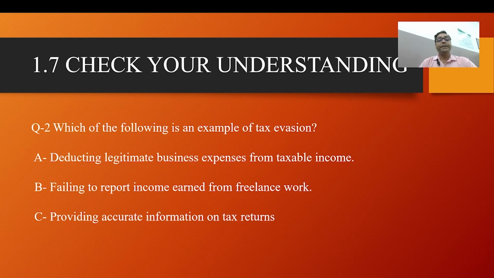In question number 2, which of the following is an example of tax evasion? Number 1 is deducting legitimate business expenses from taxable income. Number 2, failing to report income earned from freelance work. And third is providing accurate information on tax returns. I think B is the right answer: failing to report income earned from freelance work. I have already discussed that if you earn 1 lakh rupees but you show only 80,000 rupees, here the loss to the economy is 20,000 rupees.